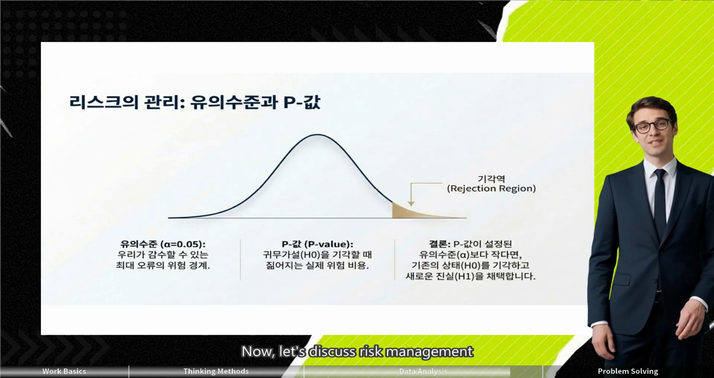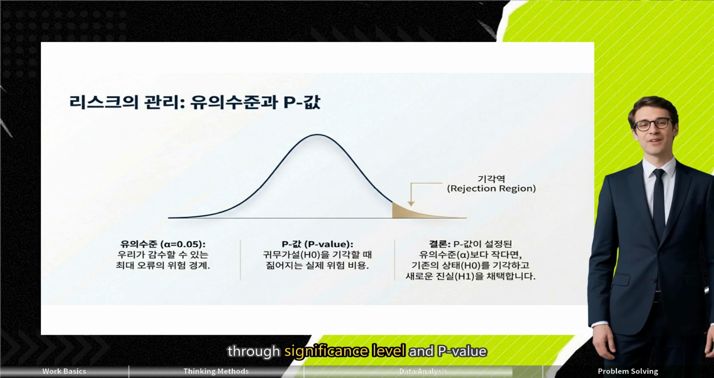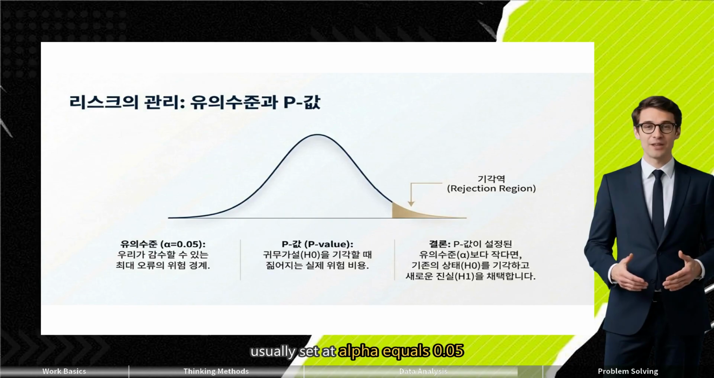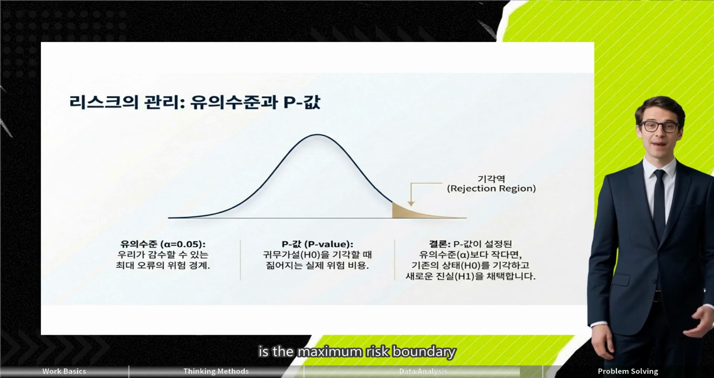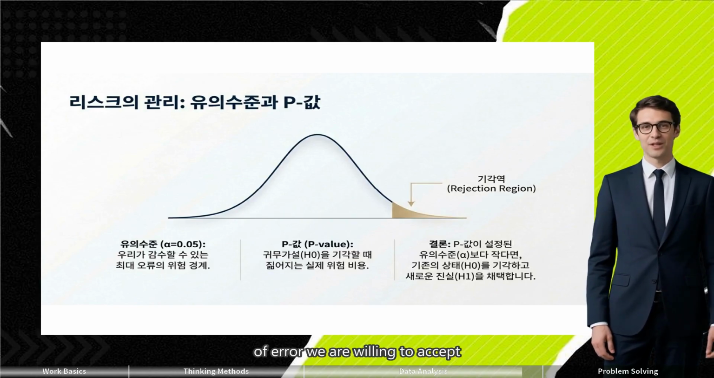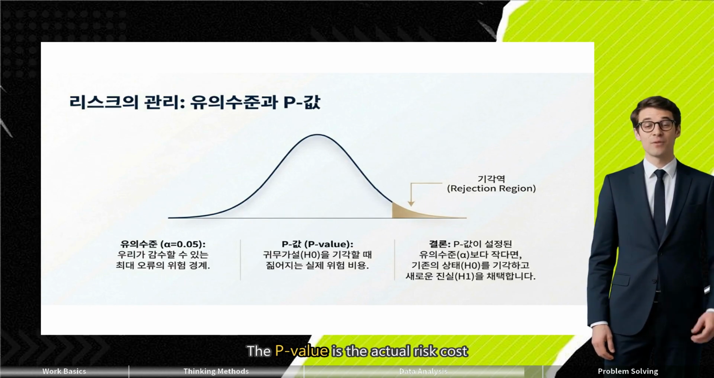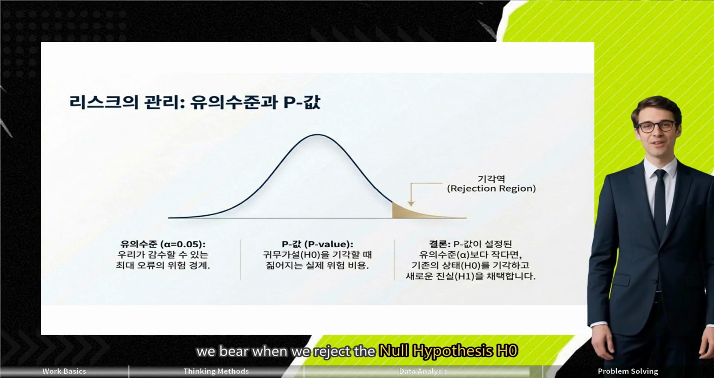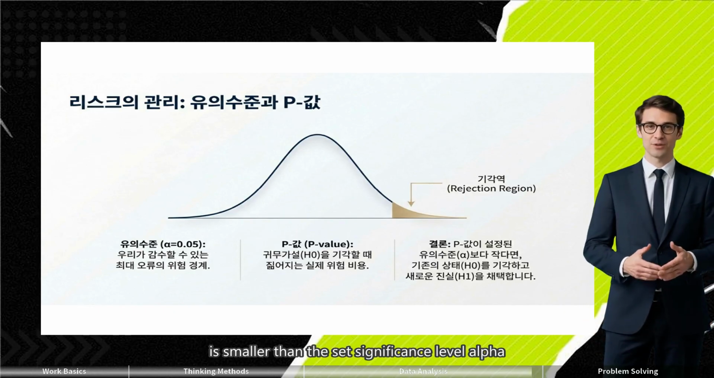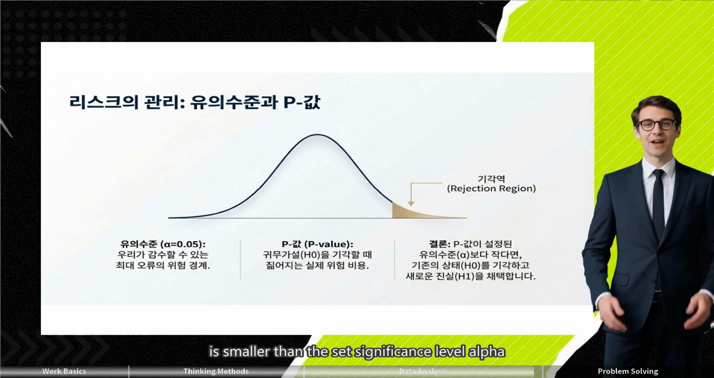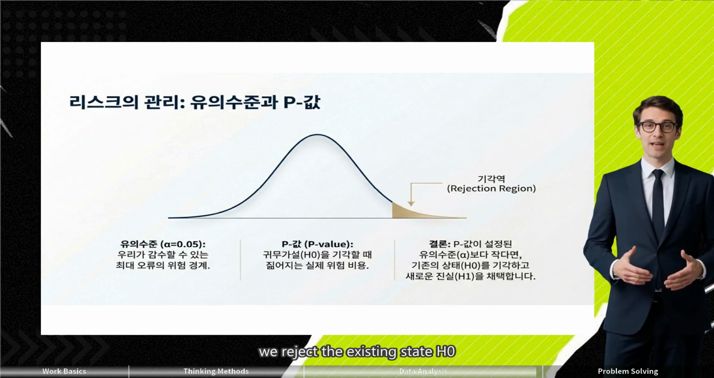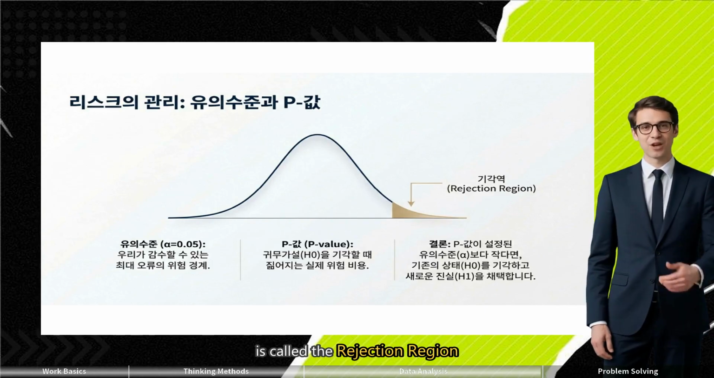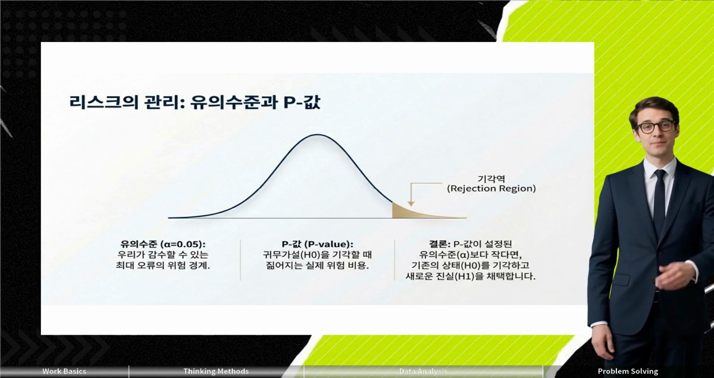Now, let's discuss risk management through significance level and p-value. The significance level, usually set at alpha equals 0.05, is the maximum risk boundary of error we are willing to accept. The p-value is the actual risk cost we bear when we reject the null hypothesis H0. The conclusion is, if the p-value is smaller than the set significance level alpha, we reject the existing state H0 and adopt the new truth H1. This area where we reject H0 is called the rejection region.